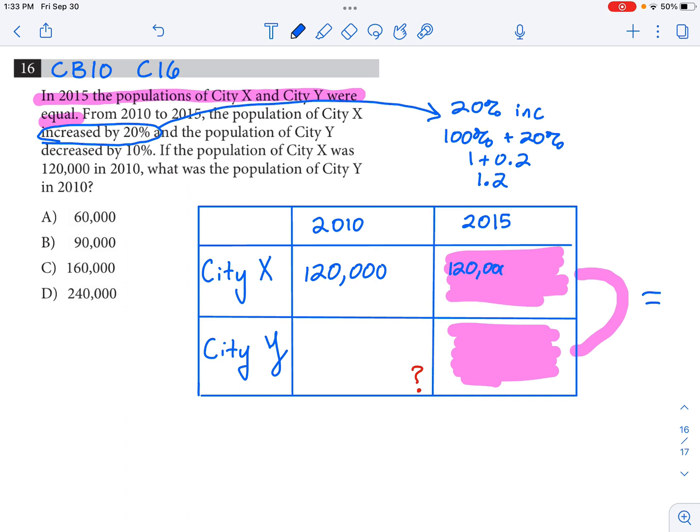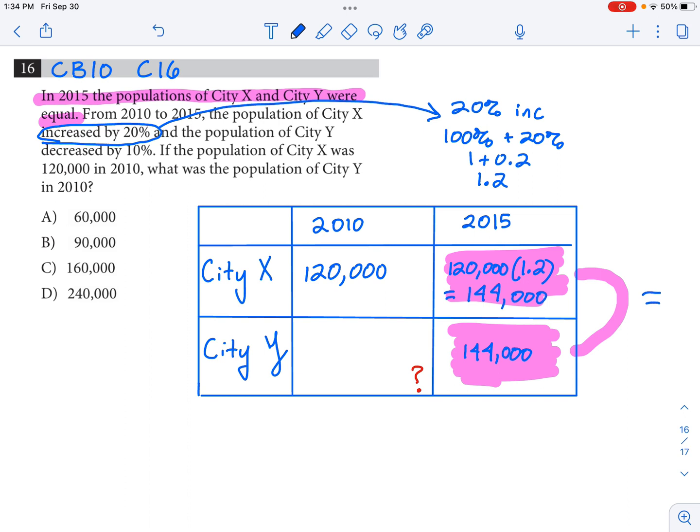So for city X, we would take 120,000 multiplied by 1.2, 20% more than 120,000, and that's the same as 144,000. Now we know in 2015, city Y also has that population of 144,000 because that's given to us. So the only thing left to do is to figure out what the population of city Y was back in 2010.